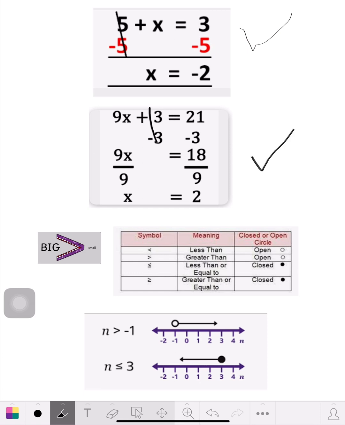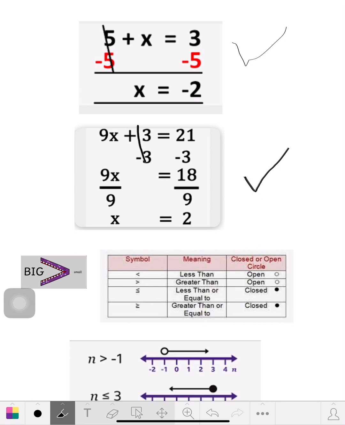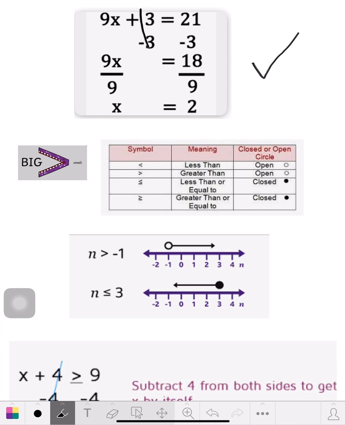And now we're moving on into what they call inequalities. Okay? Those things were equal. They were equalities. They equaled each other. The x equals negative 2. The x equals 2. Now we're moving on to something: it's greater than, less than, greater than or equal to, less than or equal to, not equal to.